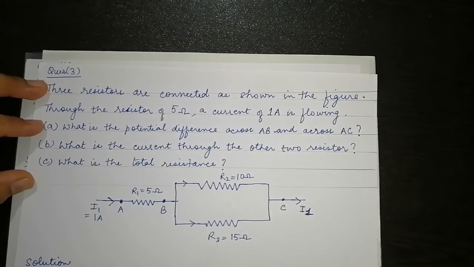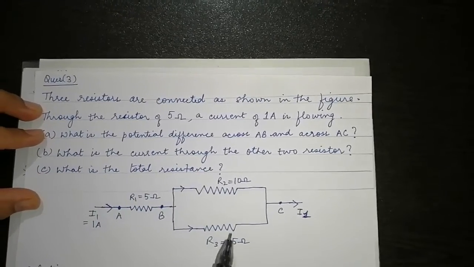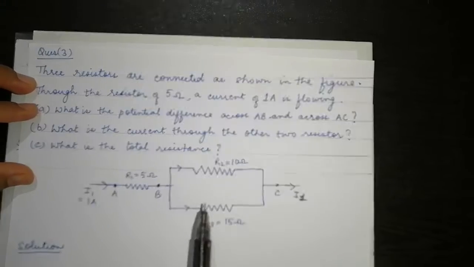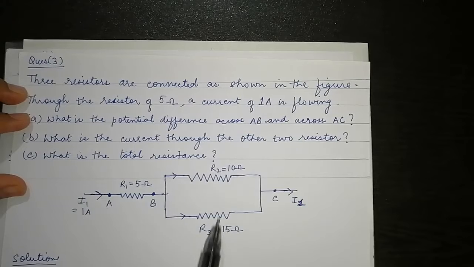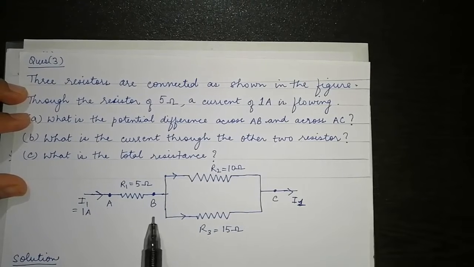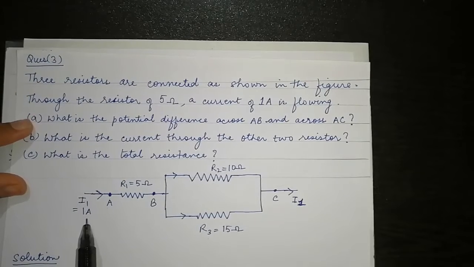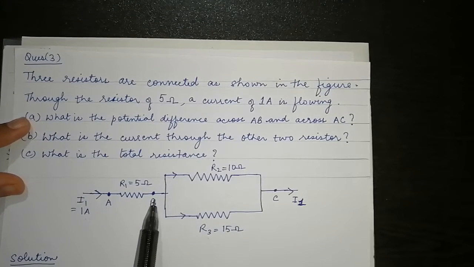Again, as I told you all, first of all we need to label the resistors very clearly, which has already been done in this question. Second point is to look for the current. Is the current flowing through these resistors the same or different? Now to start with, here I1 is given to be 1 ampere in the question. This 1 ampere current flows through the R1 resistor.